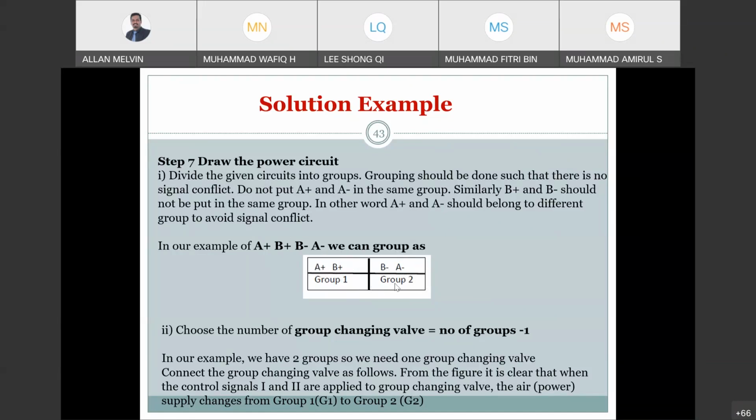Okay, so you ada berapa group? Groups. 2 groups. Okay, so group 1 and group 2. Okay, so group changing valve equals to number of groups minus 1. Okay, so ada 2 group, so 2 minus 1. So you need 1 group changing valve. Okay, so sebab group changing valve equals to 1.